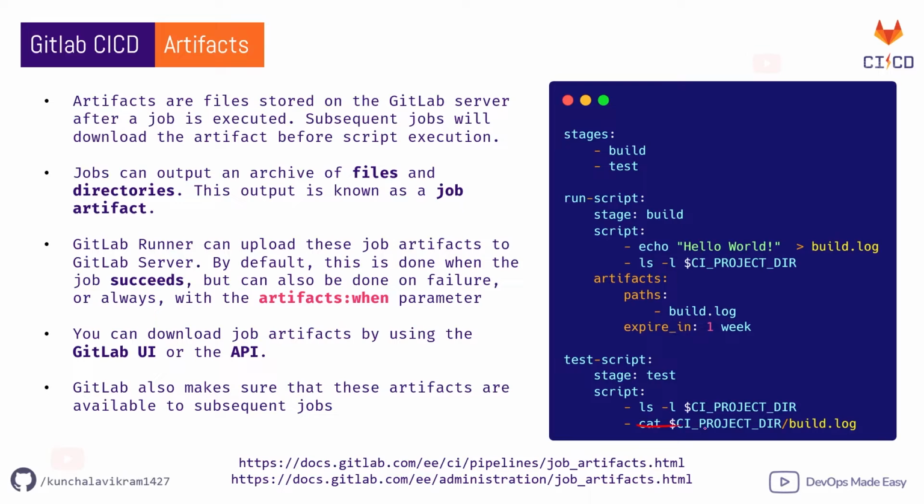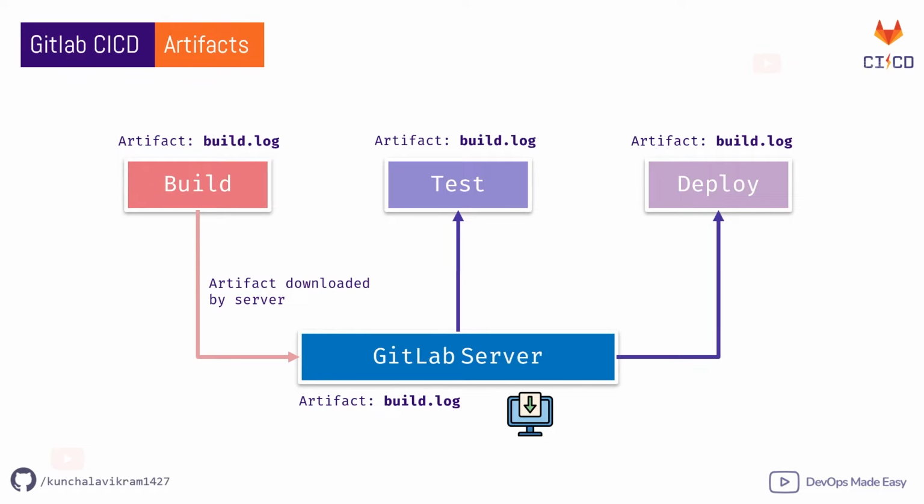Now in this case, if I try to cat this build.log file, it will show the build.log file which is generated in the previous job. Also, you can control when to generate the artifacts and all that, so you can refer to the official links. So this is how artifacts really work. An artifact generated in any job will be stored in the server. This particular job will upload the artifacts into the GitLab server, and the GitLab server will automatically inject the same artifact into the rest of the jobs. So the rest of the jobs have access to that artifact.